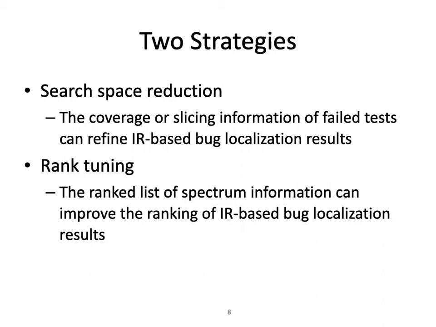And the second strategy is rank tuning. We use the rank list of spectrum information to improve the ranking of IR-based bug localization results. And the intuition here is that if two code locations have similar ranks, and suppose one of the code locations is executed by more failed tests, it should be ranked much higher than the other.